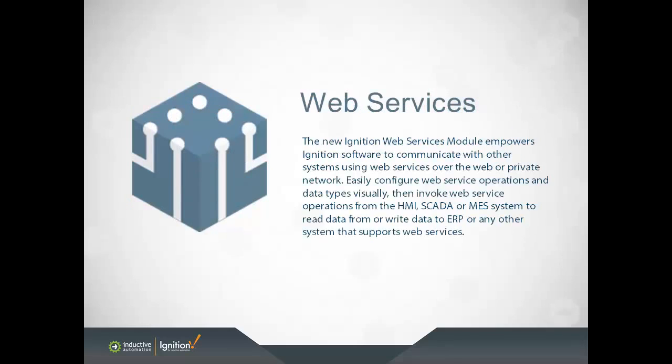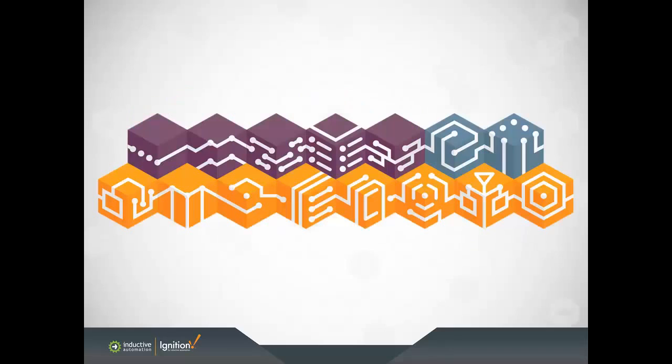The Web Services module empowers Ignition to communicate with other systems using web services over the web or on the private network. You can easily configure web service operations and data types visually, then invoke web service operations from the HMI, SCADA, or MES system to read data from or write data to ERP and other systems that provide web services. When you look at all these modules together, they all work seamlessly together.